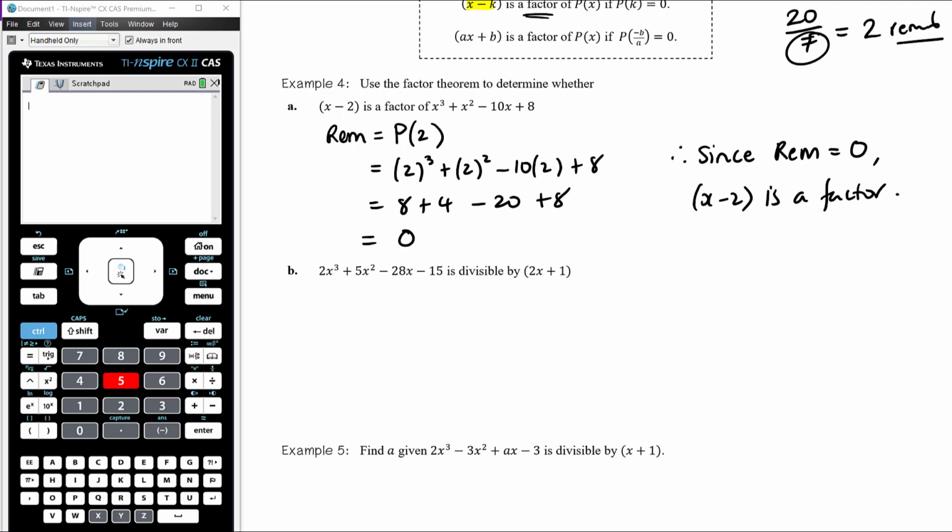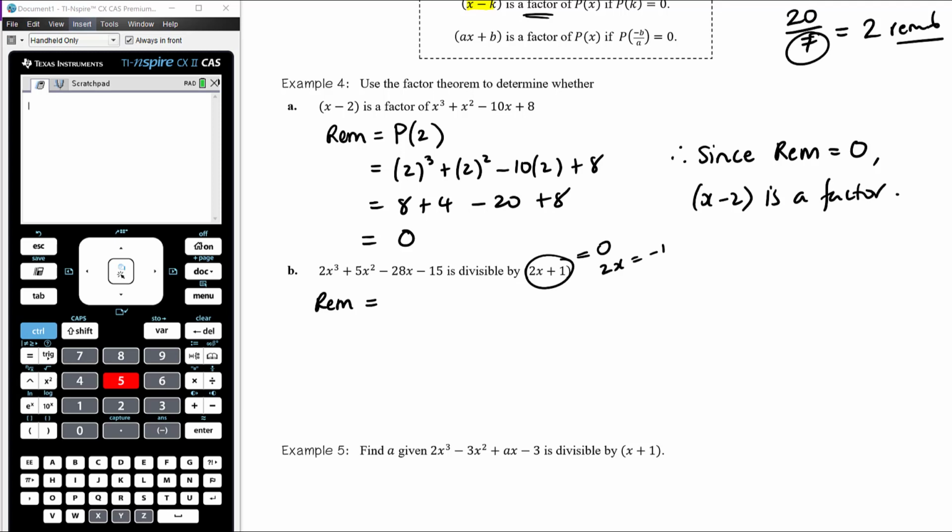Alright, so use the factor theorem to determine whether 2x cubed plus 5x squared minus 28x minus 15 is divisible by 2x plus 1. So that's another way of talking about something being a factor. Okay, 20 is divisible by 5 because 5 is a factor of 20. So if this polynomial is divisible by 2x plus 1, that will be because 2x plus 1 is a factor. So again, we want to work out, okay, what remainder do we get when we divide by 2x plus 1?